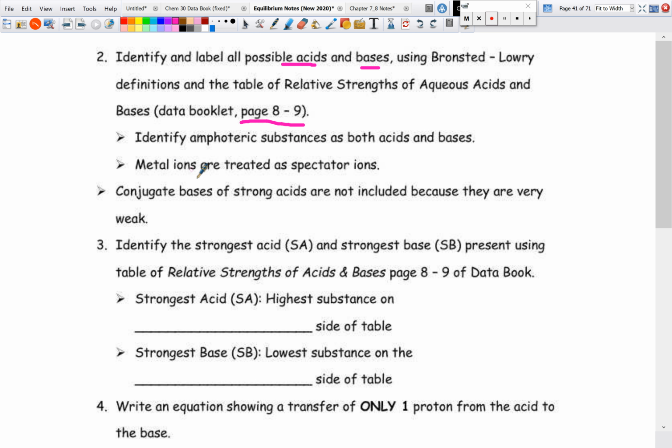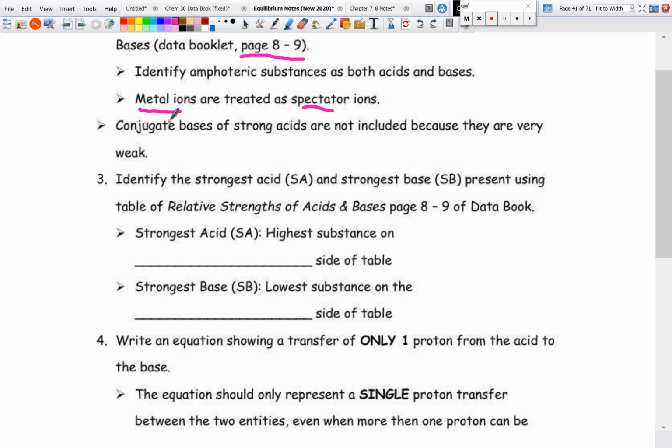Now, this you don't really need to do, but it will be handy when you're writing out all of your stuff: if you see any metal ions, they're going to be treated as spectator ions. And the reason for that, if you check your data booklet on page 8 and 9, there are 0 metal ions present because metal ions will not act as an acid or a base. So metal ions we can just omit.